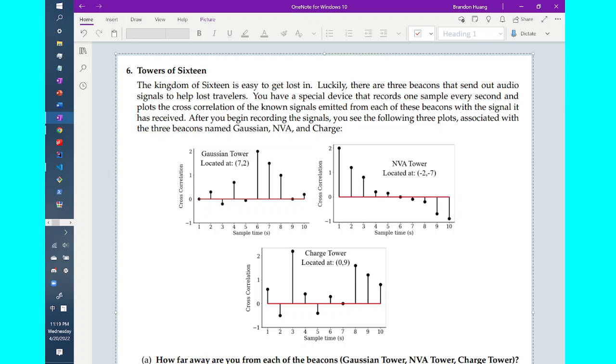Alright, let's talk a little bit about question 6, which is this problem called Towers of 16. Here we see three different locations, each location with some kind of graph for cross-correlation. And just as a review, the peaks of each cross-correlation graph show when our device actually received a signal from such a location. So for example, the signal from Gaussian Tower would be received at the 6th second, while the signal from the NVA tower would be received at the 1st second.